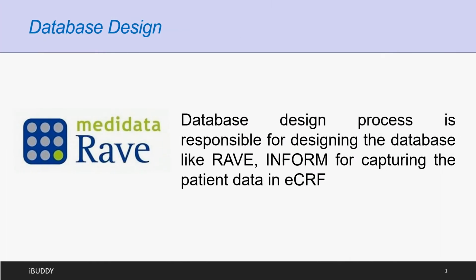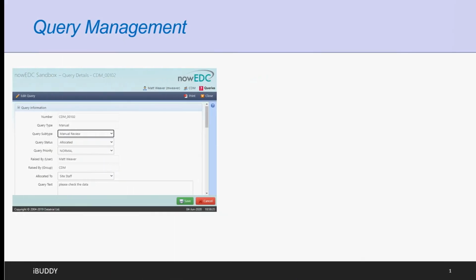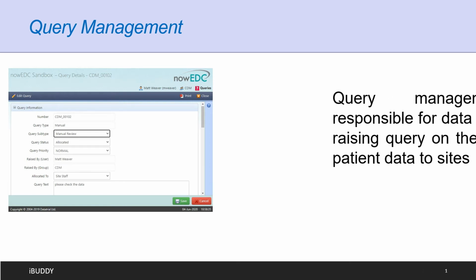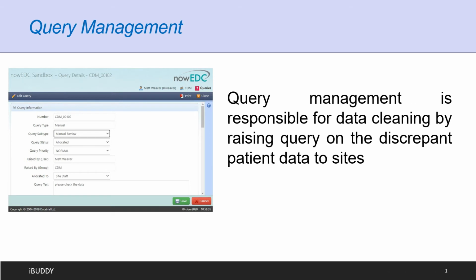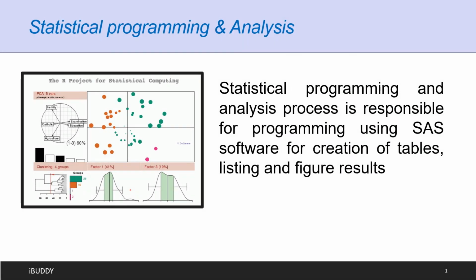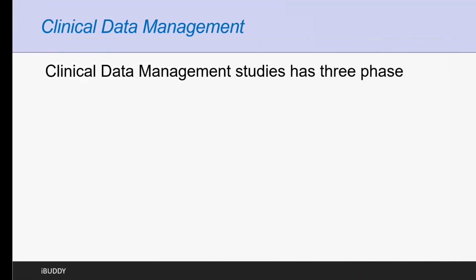Database design is the first process, which is responsible for designing the database like RAVE, forms for capturing the patient data. Query management is the second process, which is responsible for data cleaning by raising queries on the discrepant patient data to sites. The third process is statistical programming and analysis, which is responsible for programming using SAS software for creation of tables, listings, and figure results. Now let us see how many phases there are in a study.